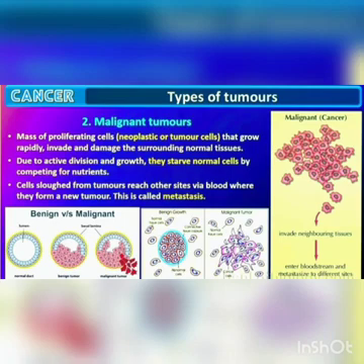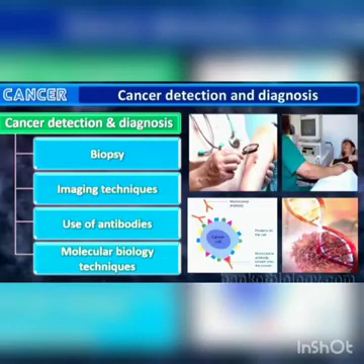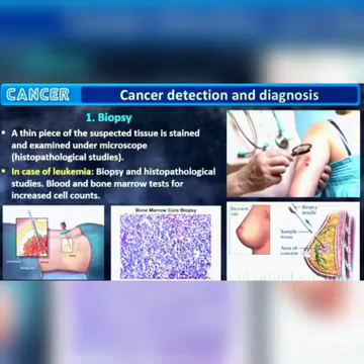Now, cancer detection and diagnosis: biopsy, imaging techniques, use of antibodies, molecular biology techniques. Biopsy means a thin piece of suspected tissue is stained and examined under a microscope, which is known as histopathological studies. In case of leukemia, biopsy and histopathological studies, and blood and bone marrow tests for increased cell count.